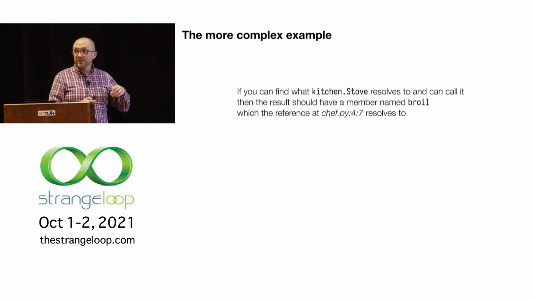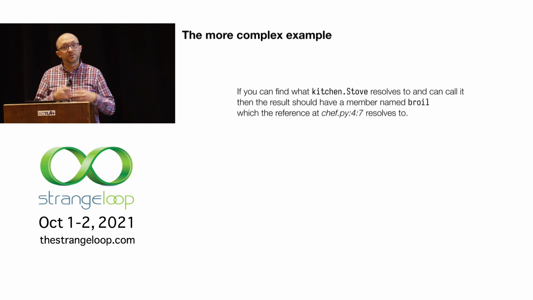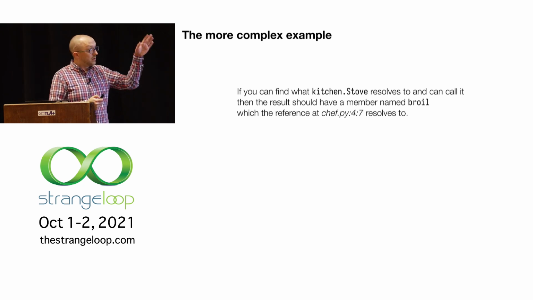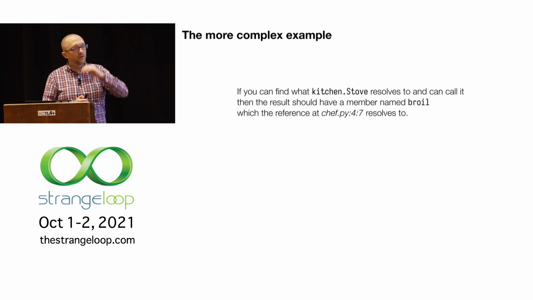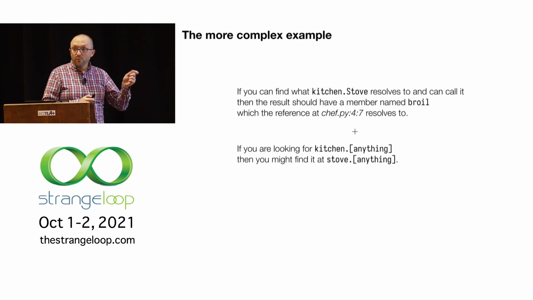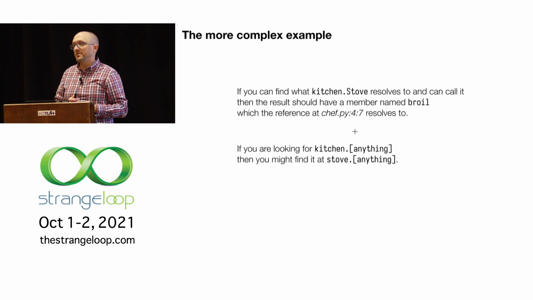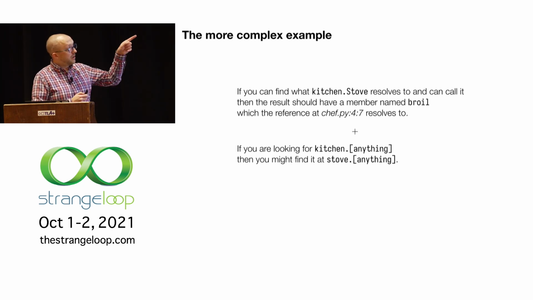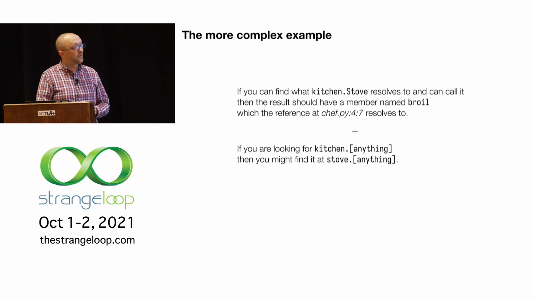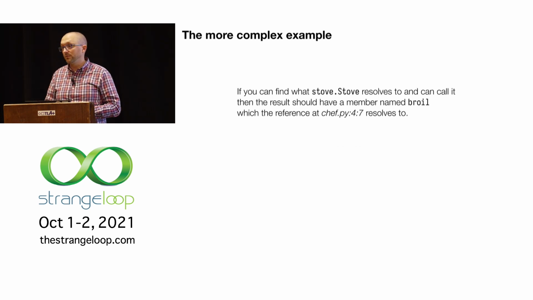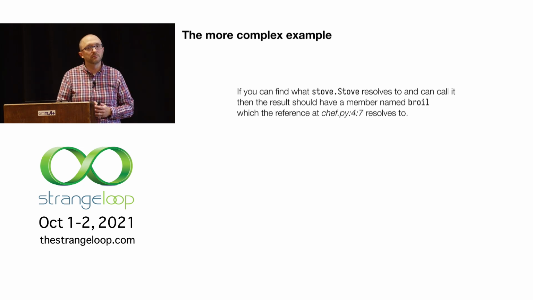And then similarly, we can do this combination step at query time to turn this into a real code navigation lookup result. So we have the long one, if you can find what kitchen.stove, et cetera. And then we have the rename fact that we talked about, where if you're looking for kitchen.anything, you can rename it and start looking for stove.anything. So we're going to go change that kitchen.stove in the first fact to stove.stove. So we're updating our fact as we go along with more information that we're pulling in about the files that we're looking at.